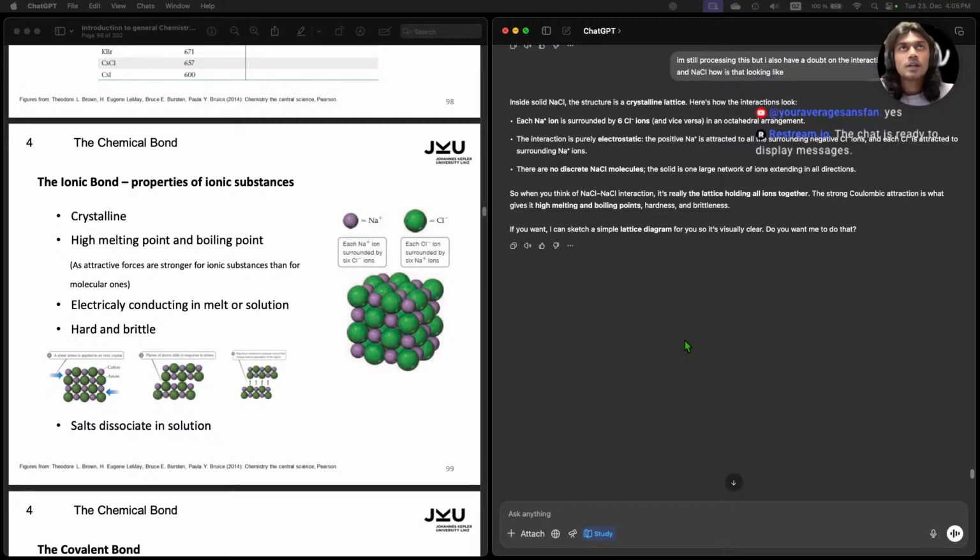Inside solid NaCl, the structure is a crystalline lattice. Here's how the interaction works: each Na is surrounded in an octahedral arrangement. Okay, the interaction is purely electrostatic again.